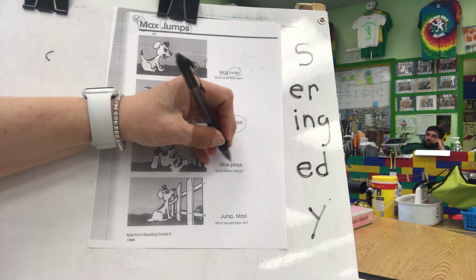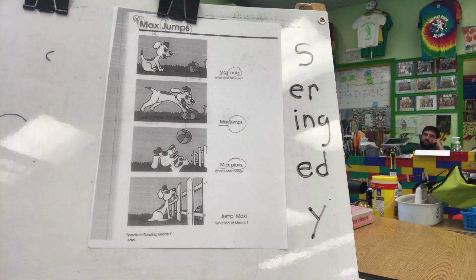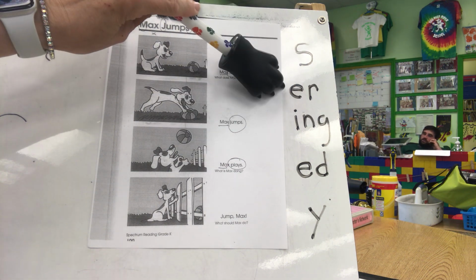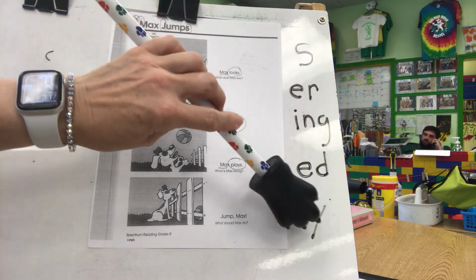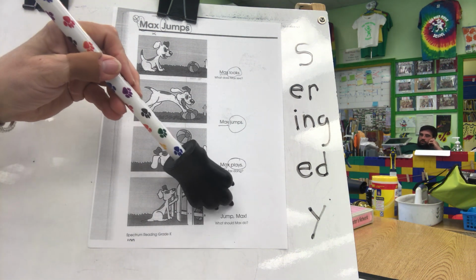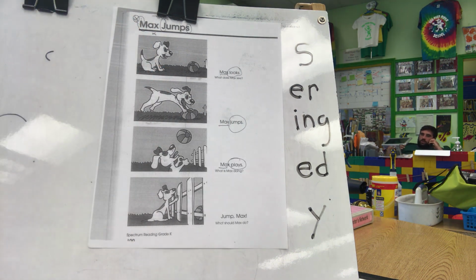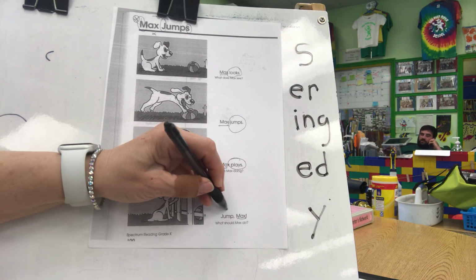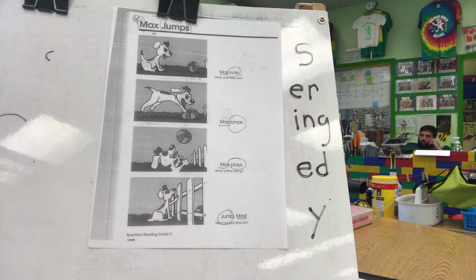Put one line under Max. Circle around play. That's our action verb. He plays. He's a player. He's playing. He played. He's played. And the last picture, Max jumps. Ooh, we have an exclamation point. One line under Max. It's still about Max. What does Max do? He jumps, with an exclamation point.